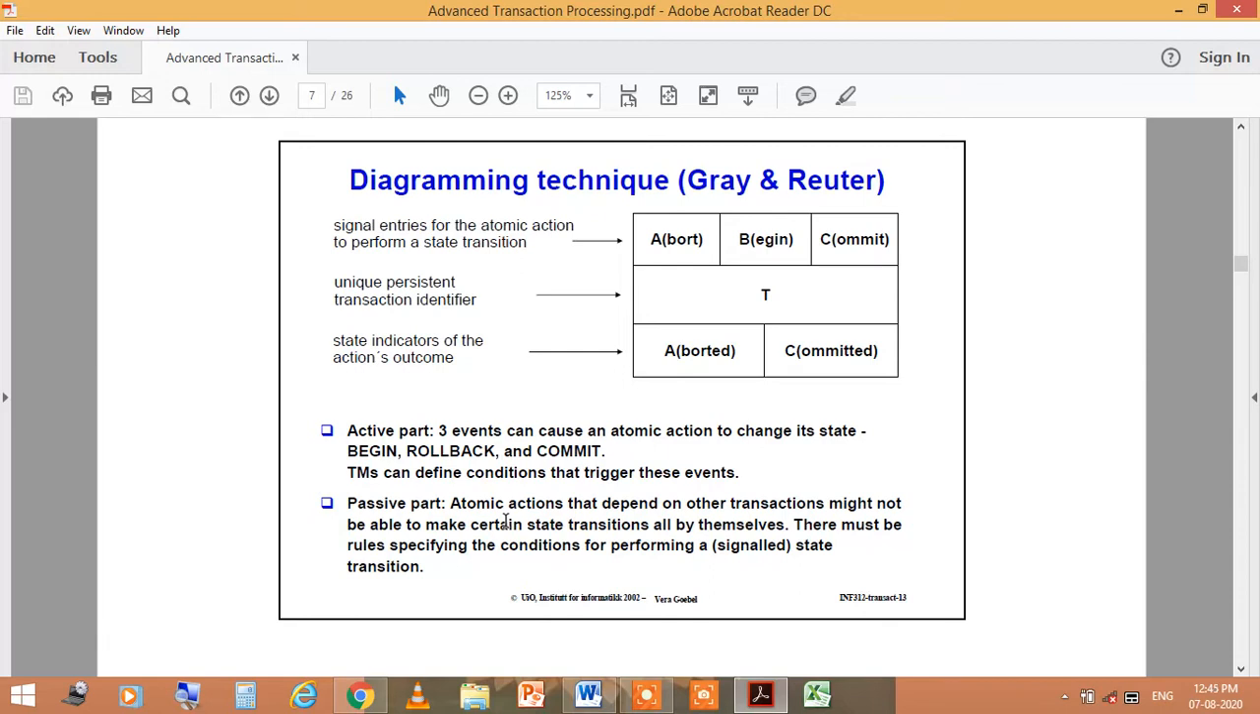The second part is the passive part. Basically there are two parts, active and passive. What is this passive part? Passive means active atomic actions that depend on other transactions might not be able to make certain state transitions all by themselves. So there must be rules specifying the conditions for performing a signaled state transition.